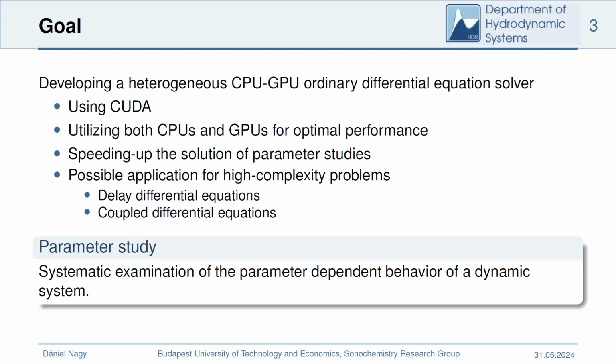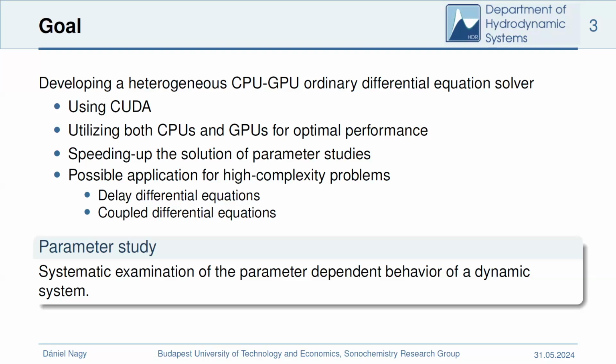What are those parameter studies? In those parameter studies, we usually systematically examine the behavior of a dynamical system. Let's say we have a differential equation which describes, for example, a pendulum or an oscillator or something like that. And of course, based on the parameters, we might have different stable states and interesting phenomena like periodic orbits. So usually we do parameter studies to explore the bifurcations of a dynamic system.